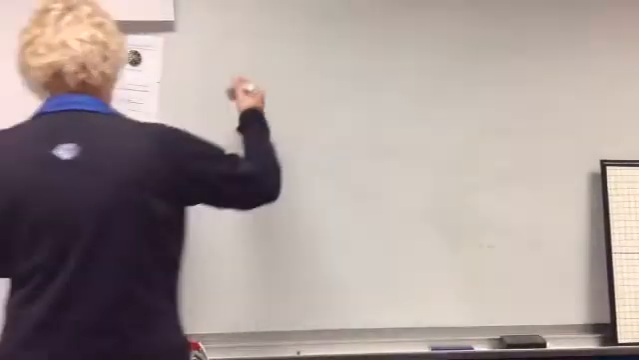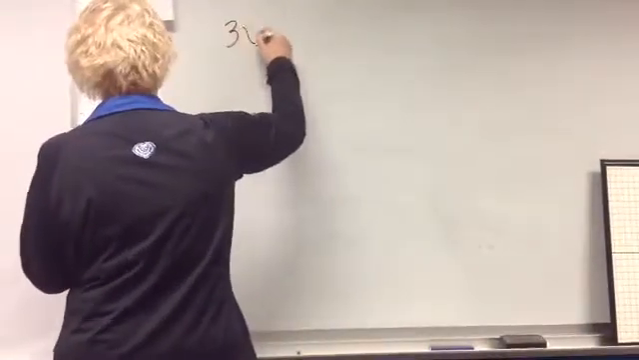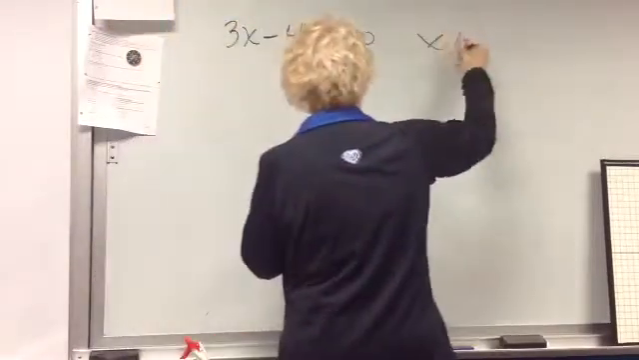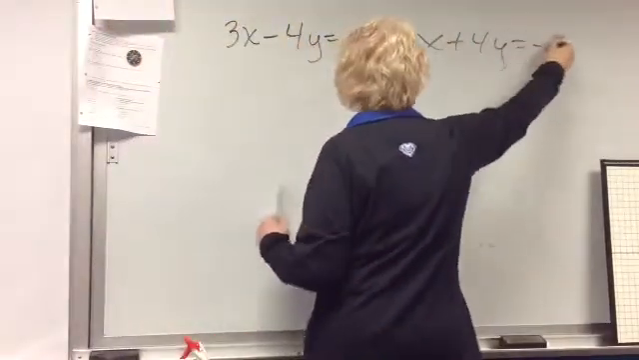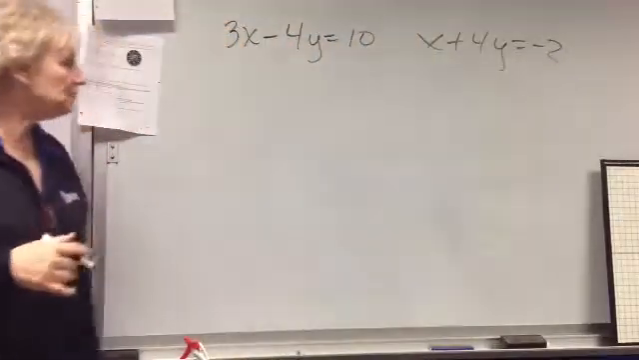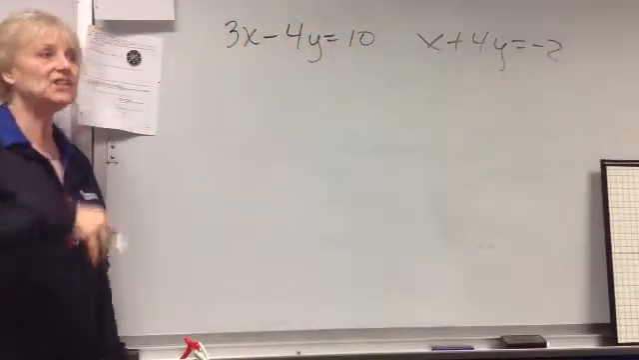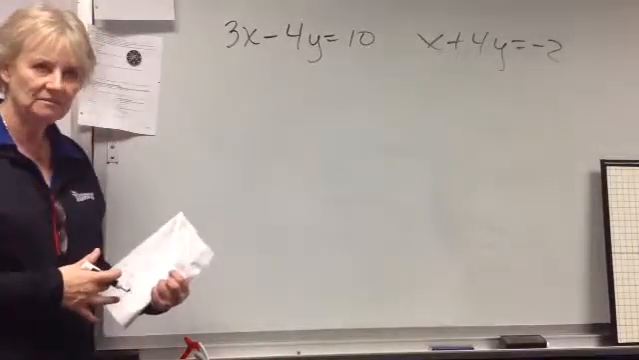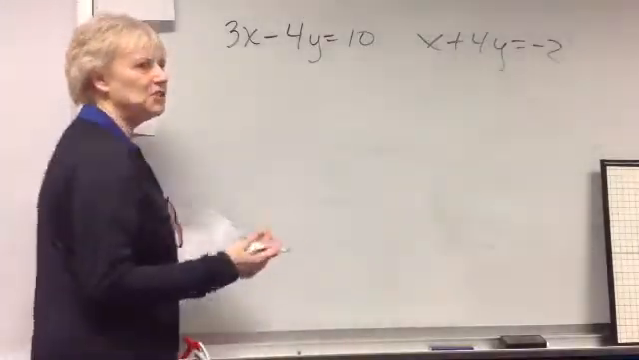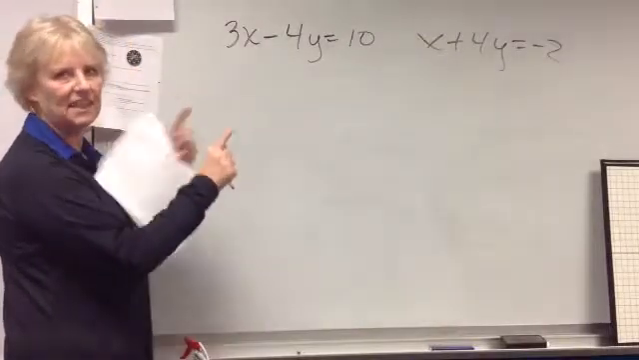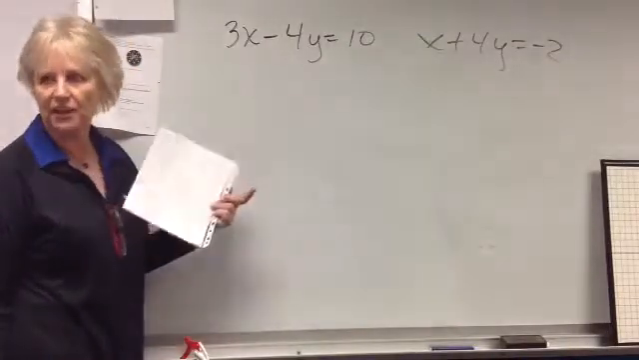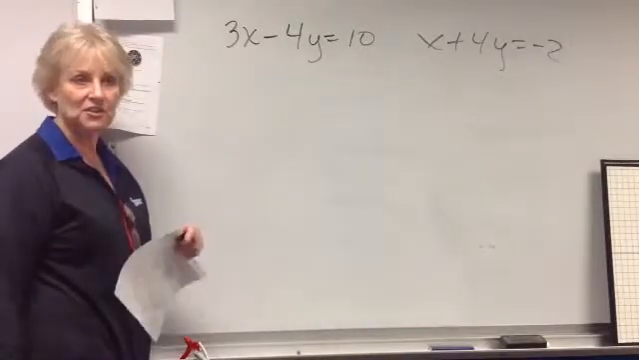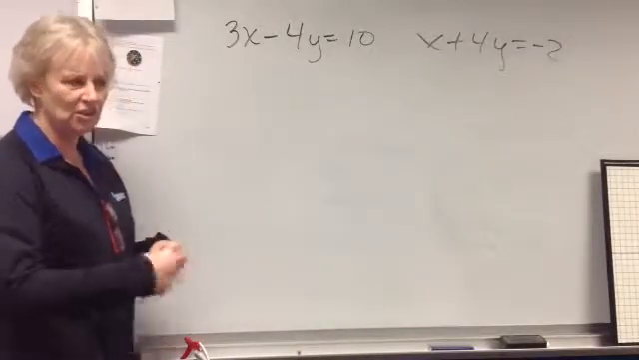All right, let's take 3x minus 4y equals 10, and x plus 4y equals negative 2. Your goal in this process of elimination is to either eliminate the x or eliminate the y. When do you use this? When you see opposites. It's an automatic. That's the easiest way to do it. But you can use it no matter what two equations you have. You can fix them, which I'll do later.